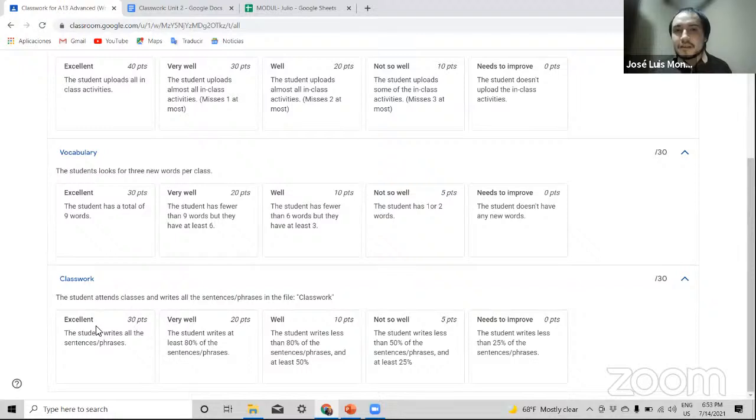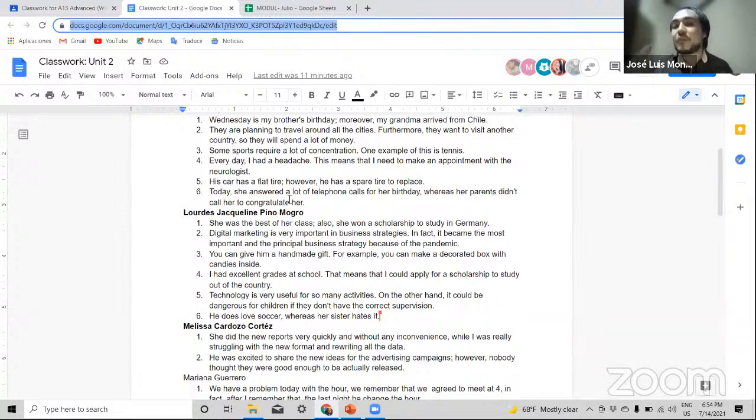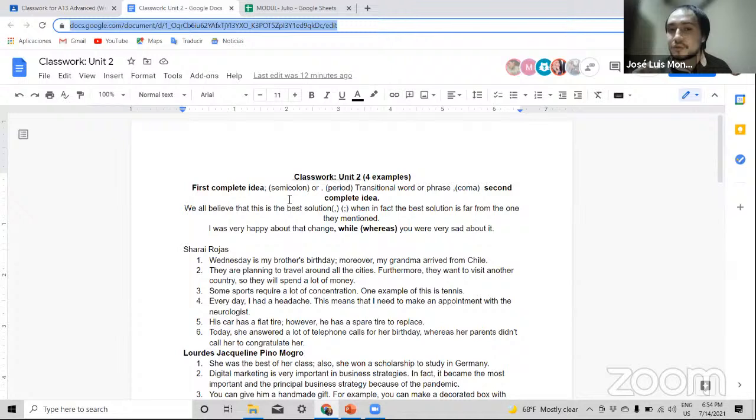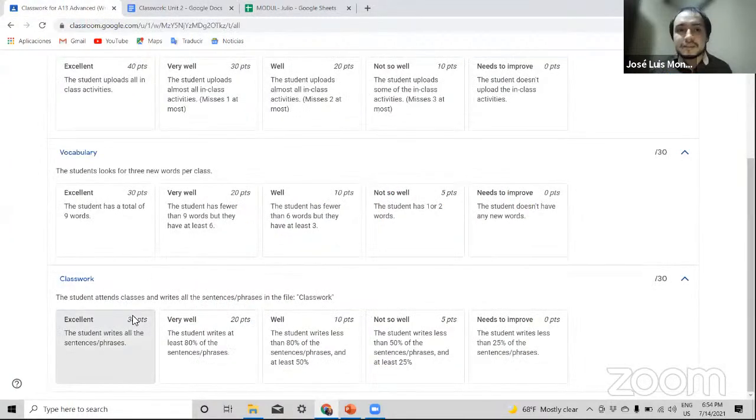And the last thing is to participate in class and to have all the sentences that we have. If you see, and we read this with you, I remember, right? The student writes all the sentences and phrases. So if here, for example, so far it says, right, Sharai, 1, 2, 3, 4, 5, 6. So all of you have 6 examples so far, not always sentences. So I'm going to change that here, 6 examples. So if you have the 6 examples over there, and that's only the thing we do in class, then you have the last 30 points and you have 100 points, all right?